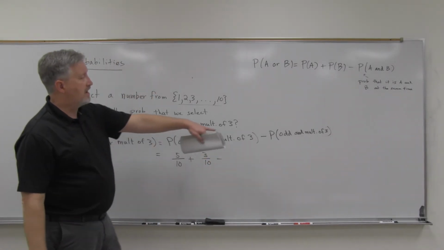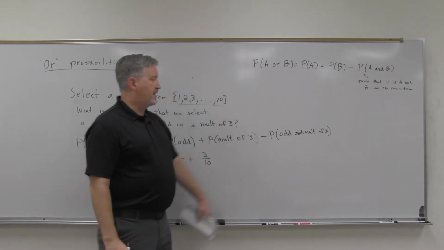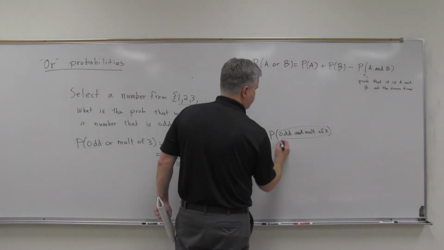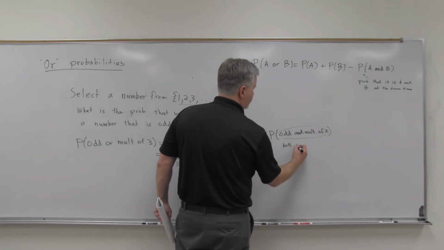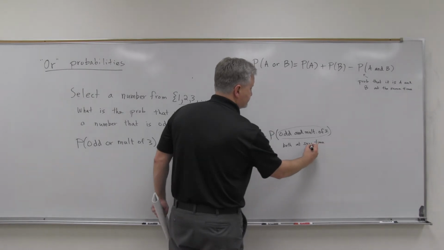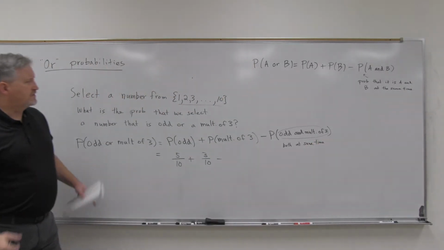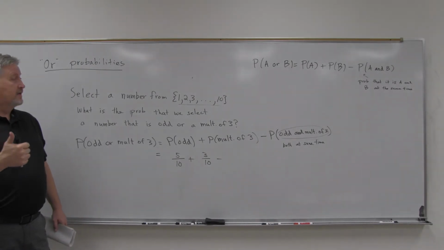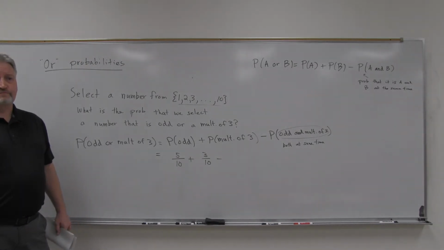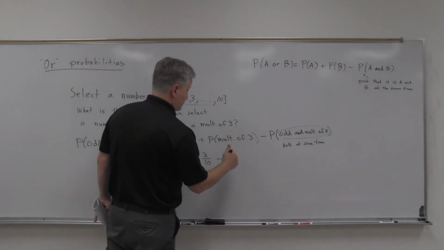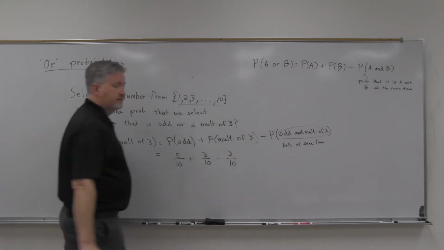But we have to subtract off the probability that it's odd and multiple of 3, meaning that it's both of those at the same time. So which ones are odd and multiples of 3 at the same time? Well, 3 is odd and a multiple of 3, and 9 is. So there's 2 of them, 3 and 9, that are both odd and multiple of 3 at the same time. So I've got to subtract off 2 out of 10.